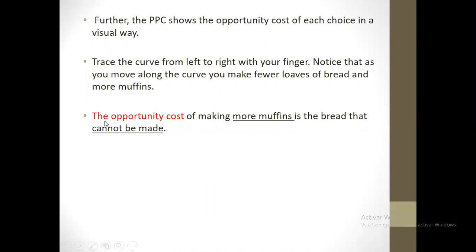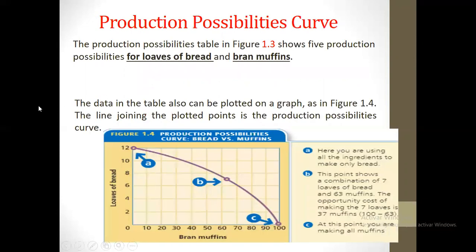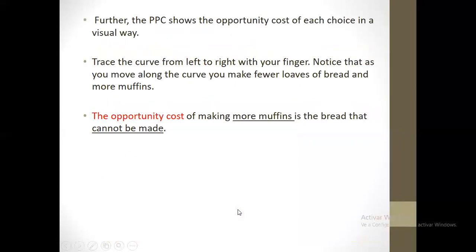Okay. Trace the curve. It says trace. Trace the curve from left to right with your finger. And notice that as you move along the curve, you make fewer loaves of bread and more muffins, as you see over here. If you move from left to right, then you are making fewer loaves of bread and more muffins, until you reach 100 and 0 loaves of bread. Okay, that's what it shows.